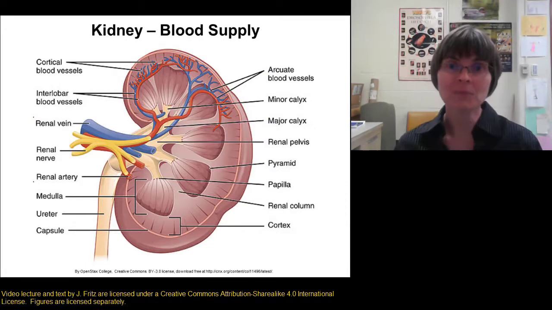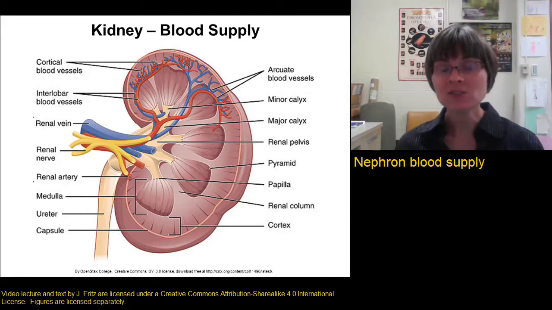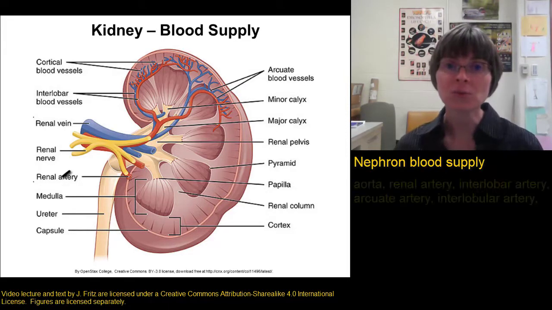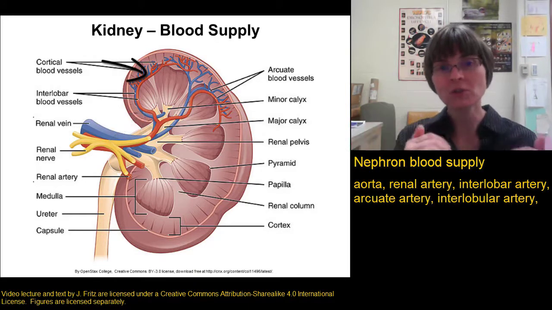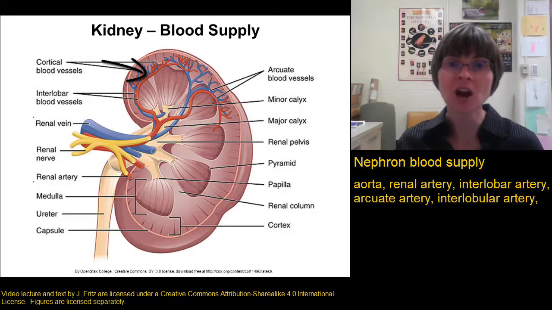Let's take a closer look at the blood supply going to each nephron. Blood is going to be brought into the kidney from the aorta through the renal artery. The renal artery goes into the kidney and then divides into these interlobar arteries. The interlobar arteries go up the renal columns of the kidney. Once they get up the renal column into the cortex, they turn and arc over the renal pyramids, forming what we call the arcuate arteries. These arcuate arteries divide into tiny little arteries called the interlobular arteries.